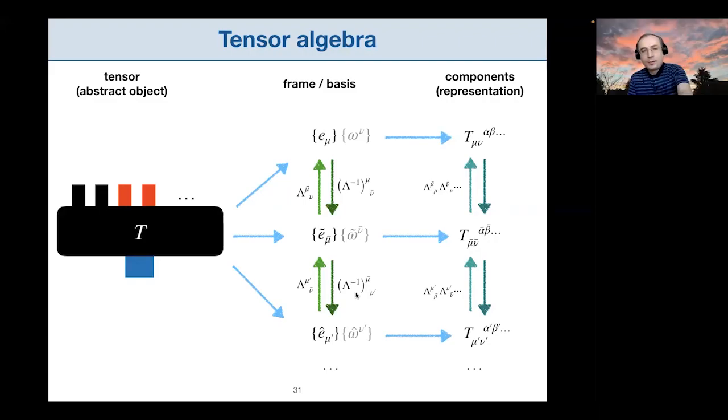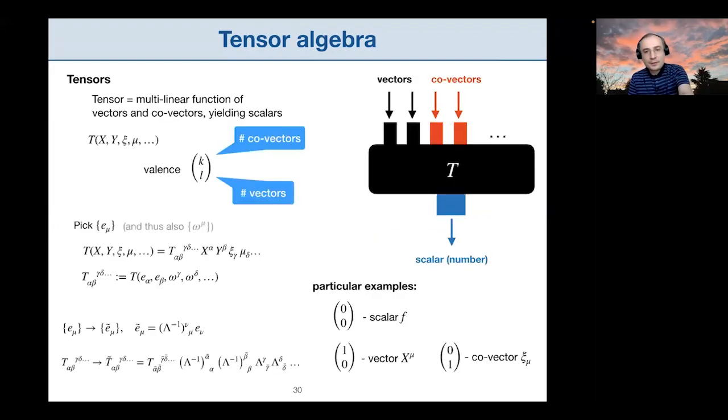If you look more carefully at what this transformation law looks like, you just use lambda to minus one for each lower index, use lambda for each upper index, and you perform a full summation. And obviously what you get will have the same number of lower indices and the same number of upper indices.